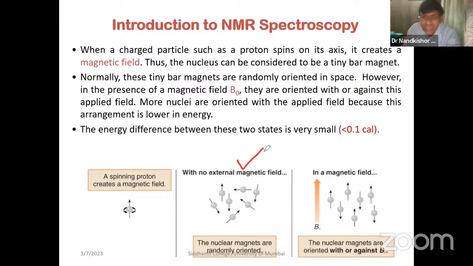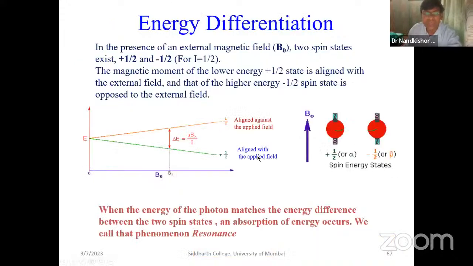So in the second diagram, you cannot understand which nuclei have higher or lower energy. But when they are placed in a strong magnetic field, according to the Zeeman effect, the degeneracy of these nuclei will be lost, and definitely they will arrange themselves into two fields. What are those two fields? Plus half and minus half. If you see the second diagram over here, I will let you know.